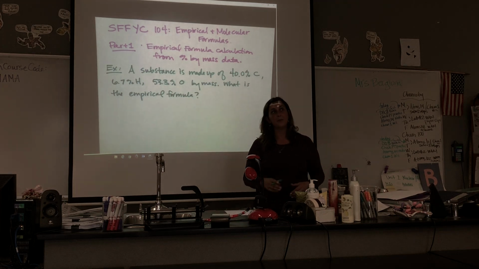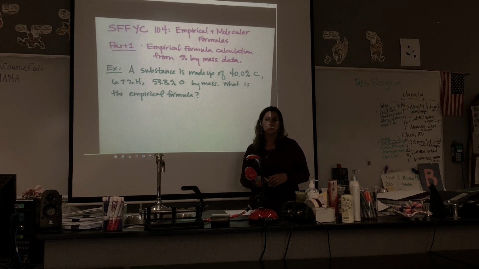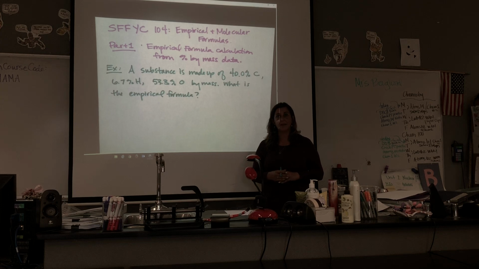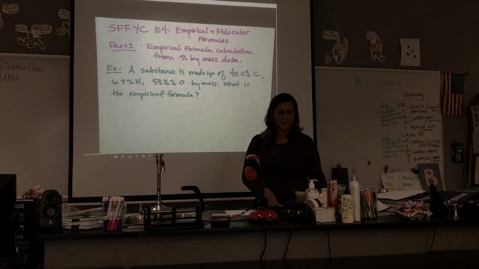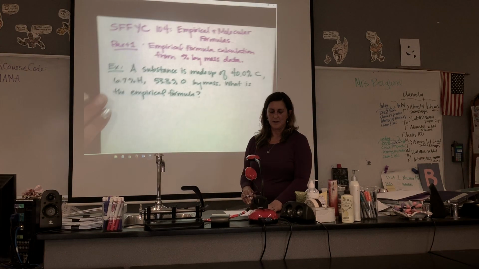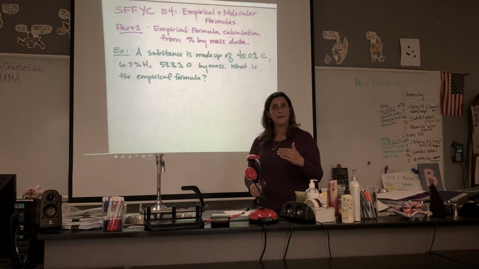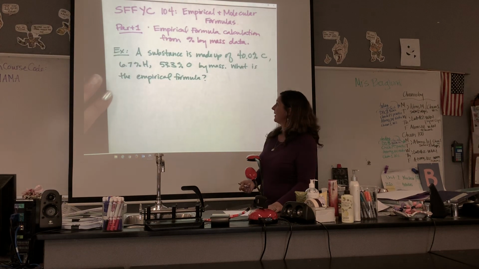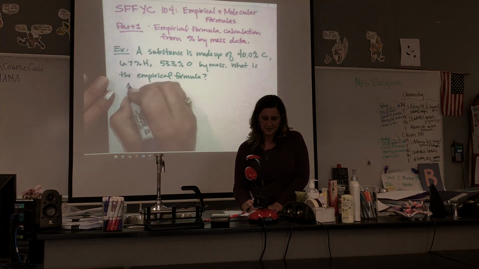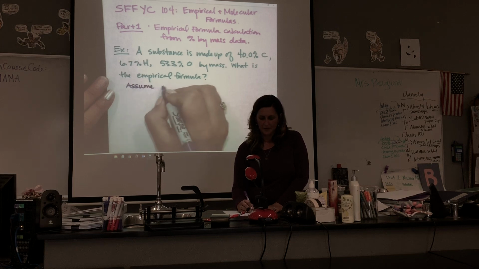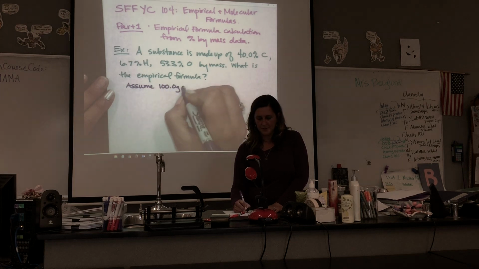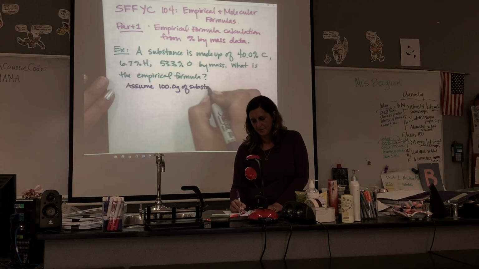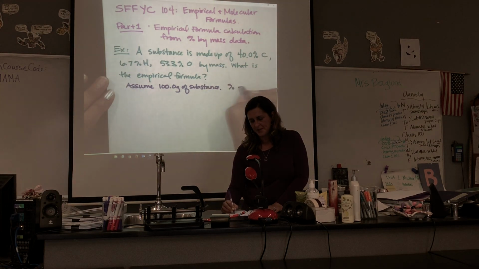And we want to remember that an empirical formula is the simplest ratio of all of the elements together in a molecule. So what we're going to do is go through a protocol to figure out the moles first, and then the ratio of the moles to each other. Okay, so our first job is to assume we have 100 grams of the substance. So the percentages then become grams.